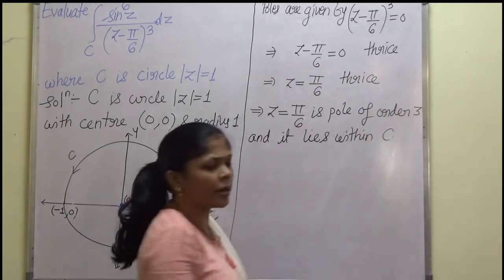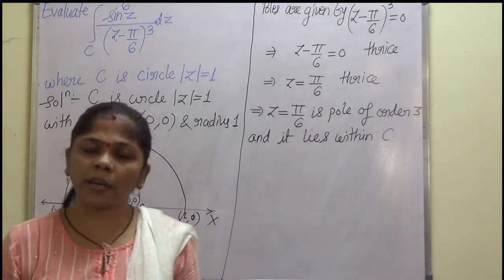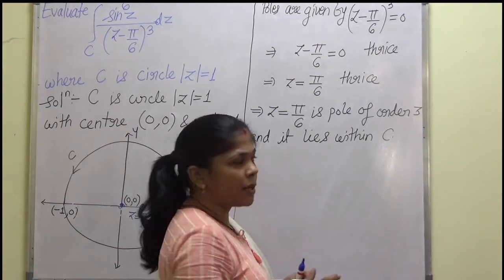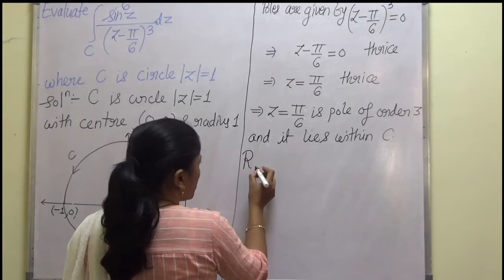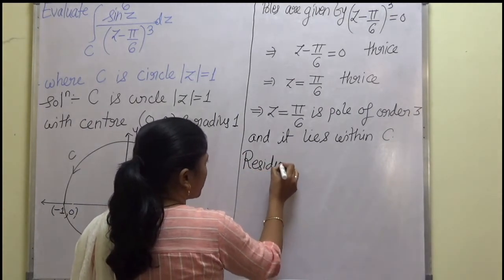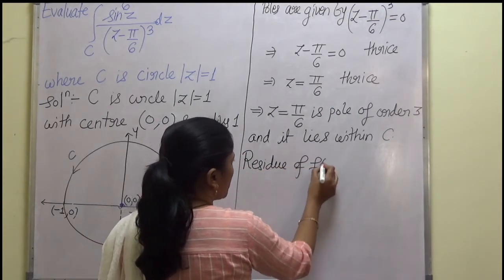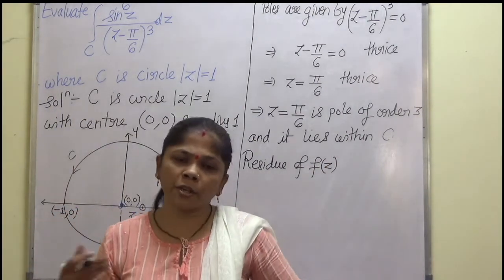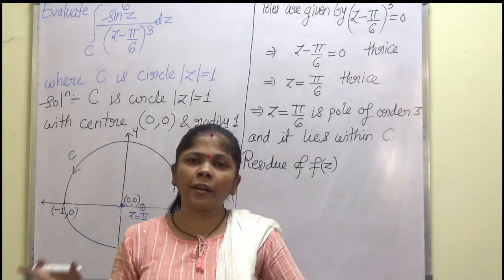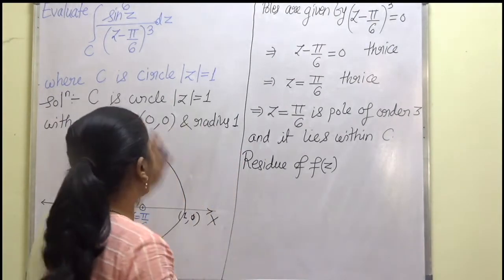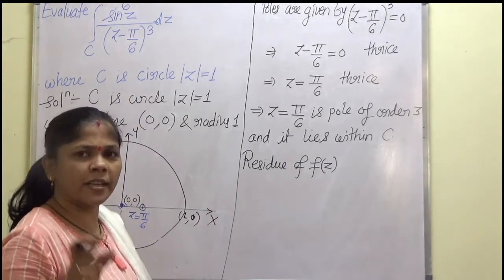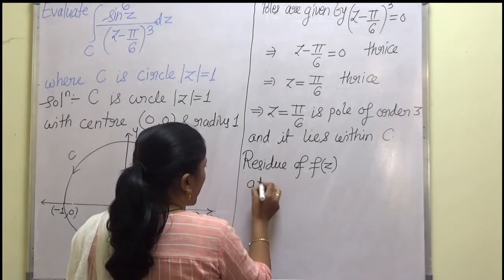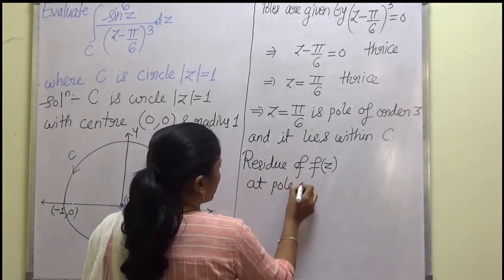Right, so now we have identified the nature, and we have identified its location. As it comes out to be within C, the next step is to find the residue. So residue of f of z. Remember, in a question on the residue theorem, we don't have to define f of z. f of z is by default the given integrand. So residue of f of z at the pole of order 3.